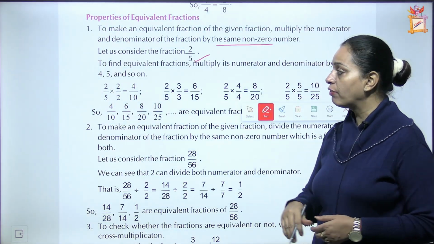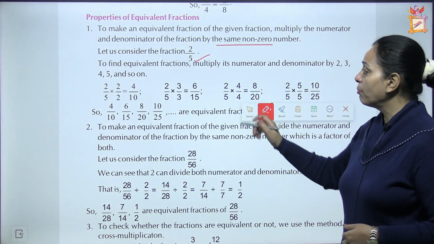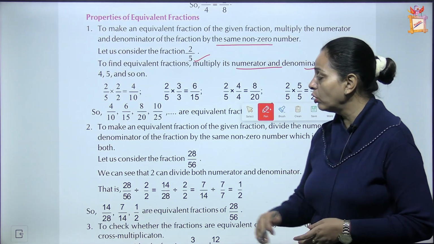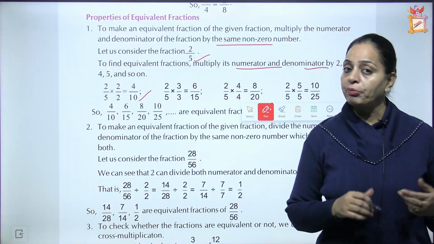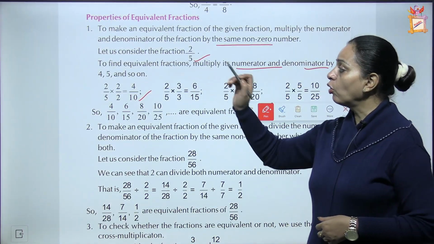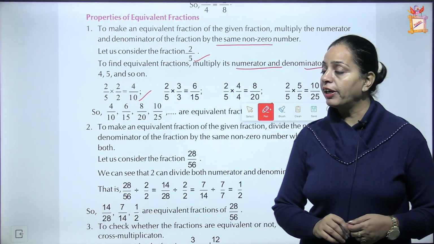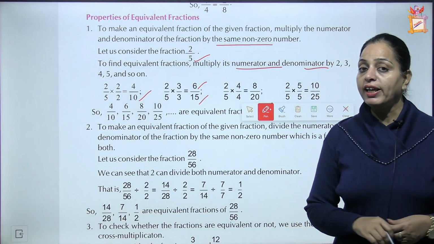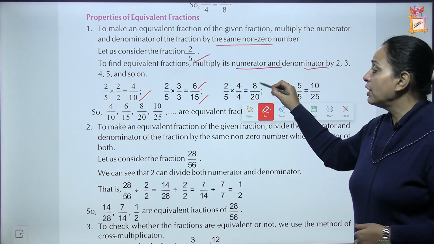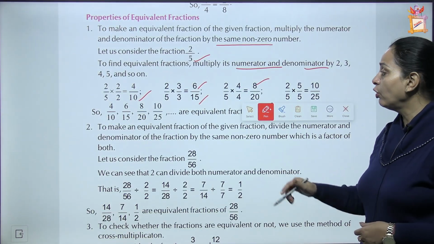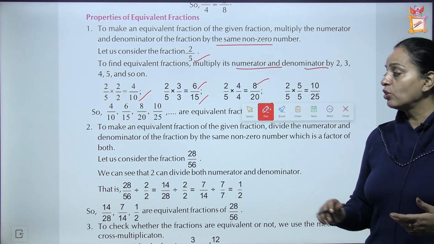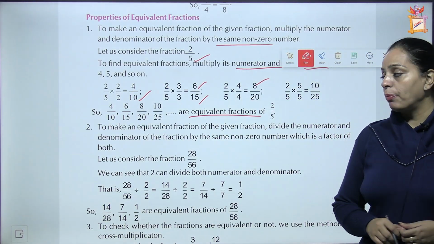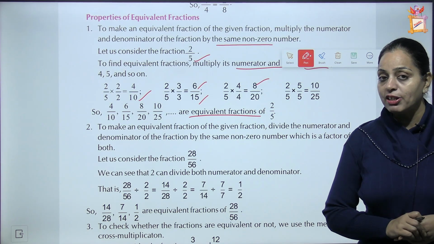सो हेयर लेट अस कंसिडर वन फ्रैक्शन 2/5. So to find equivalent fraction, multiply its numerator and denominator by 2, 3, 4, 5 and so on. So let's see, 2/5 को हमने 2 से मल्टीप्लाई किया, न्यूमरेटर को भी 2 से करेंगे, डिनोमिनेटर को भी 2 से करेंगे. What are you getting? 4/10. Now multiply by 3, what are you getting? 6/15. Now multiply by 4, 2 into 4, 5 into 4, 8/20. So like this we are getting equivalent fractions of 2/5. So I hope this is very much clear to you.